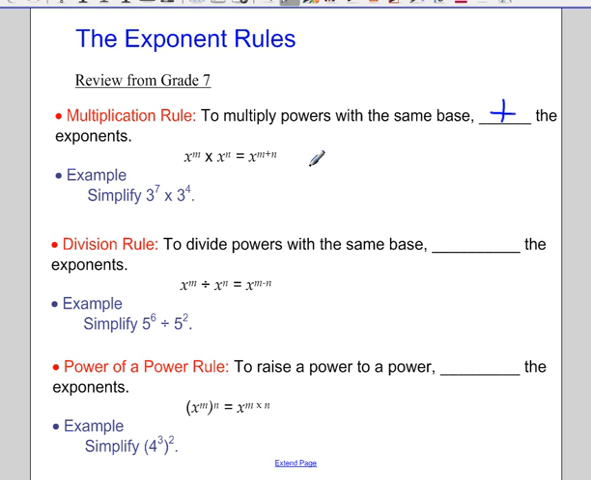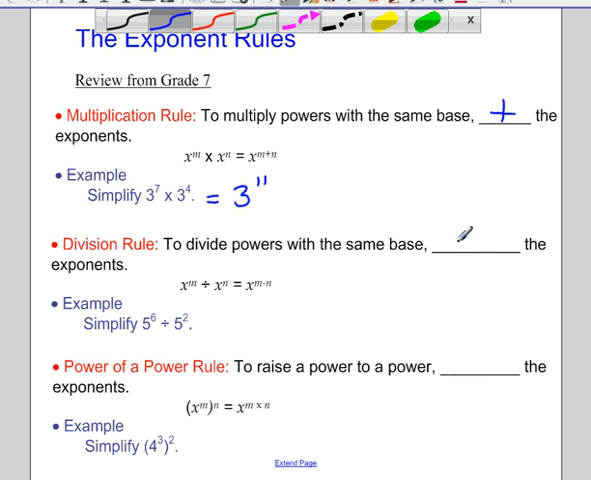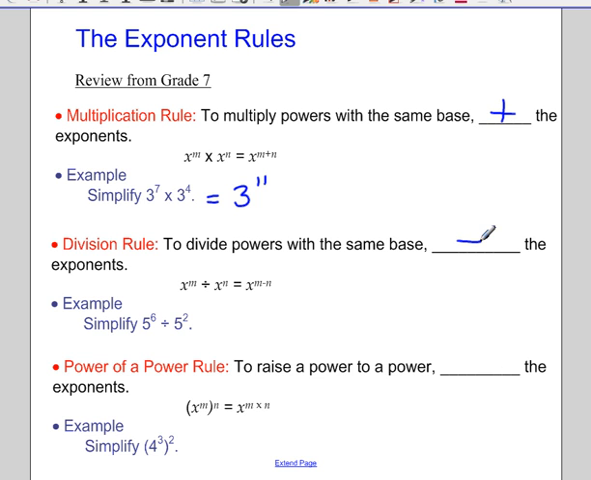And an example at the bottom here: 3 to the 7 times 3 to the 4 is equal to 3 to the 11. The really important thing to remember with that rule is that you keep the base. So you add the exponents, but you keep the base. Now let's look at the next rule, the division rule. When you're dividing powers with the same base, you subtract the exponents. And again, keep the base.